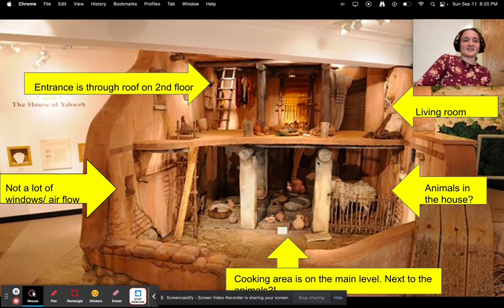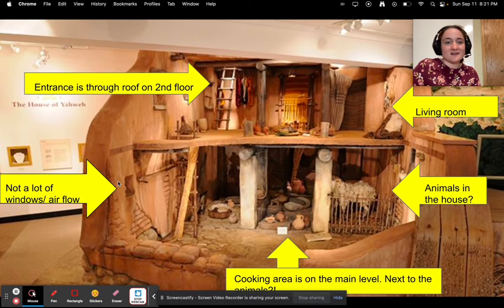All right, so here are the things that I noticed. First of all, there is a little door for the animals to get out, but the primary entrance and exit through this house is on the second floor. So you have to crawl up the ladder and crawl down the ladder every time you want to go outside. You'll see on the top floor, it's the living space, maybe where families would eat their meals.